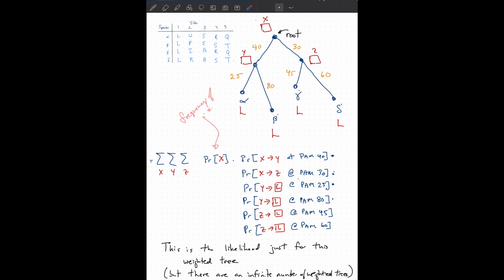Now for each choice, I don't care what it is. Let's just pick something at random: proline, isoleucine, and leucine. That's one of the 8,000 choices. Here's what we compute. For my choices of proline, isoleucine, and leucine, what's the prior probability of X being proline? It's quite rare, so that's going to be a small probability. And then I'll compute the probability that X switches to Y. In other words, proline switches to isoleucine at PAM 40, over 40 units of evolution.